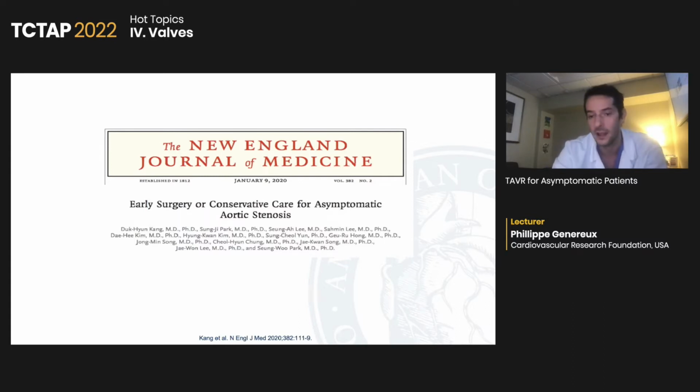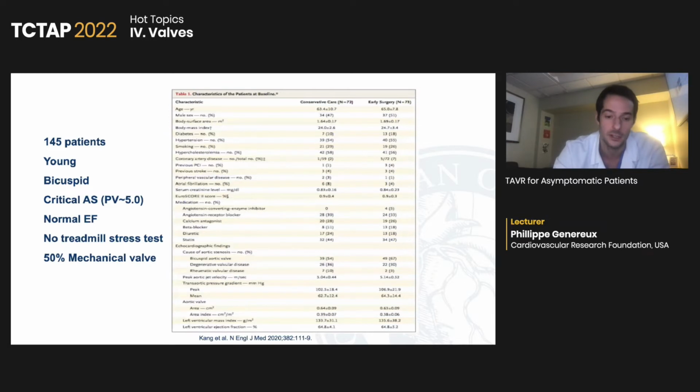that are randomized trials that address these topics, early surgery compared to clinical surveillance. And this first study, published by Kang and colleagues in the New England Journal, was very small, 145 patients, very young patients, 63 years old, 65 years old, mainly bicuspid. And those patients had critical AS. The peak velocity was 5.0 on average, and they had normal EF. There's no treadmill stress test done in those patients, and 50% had mechanical valves.